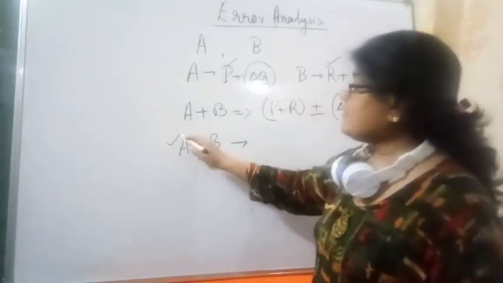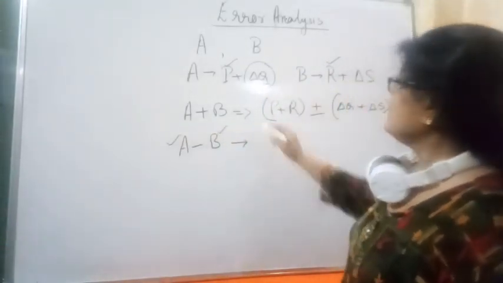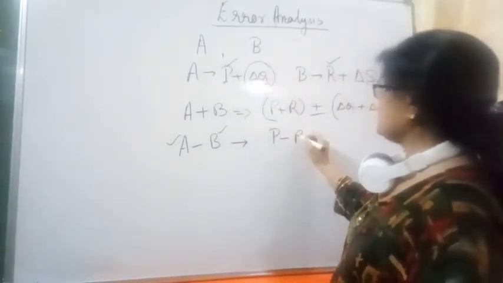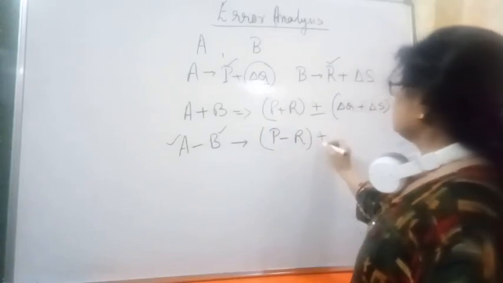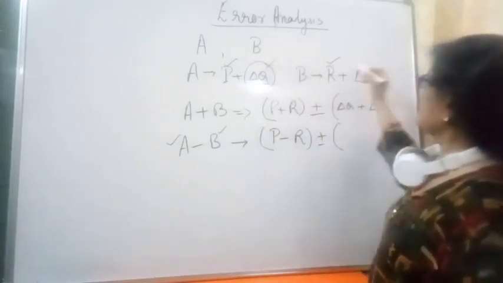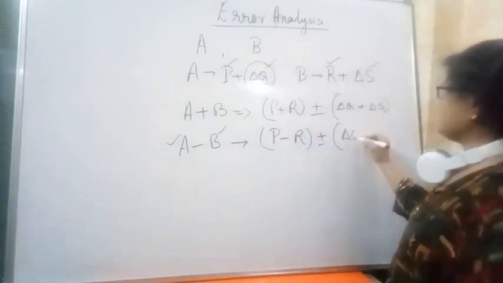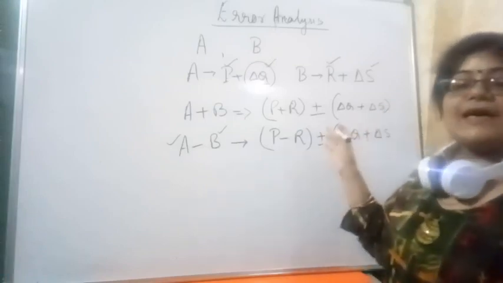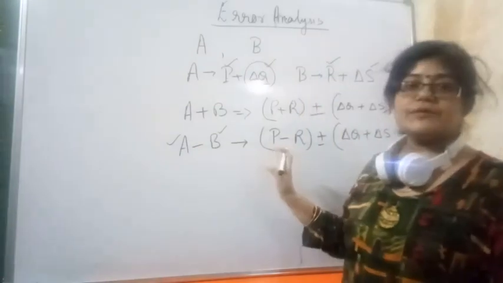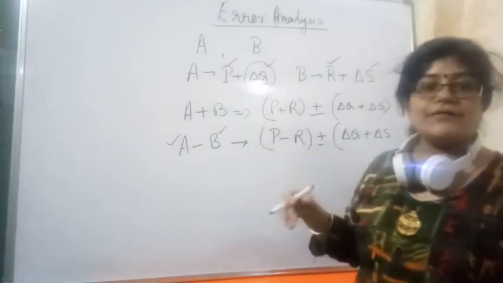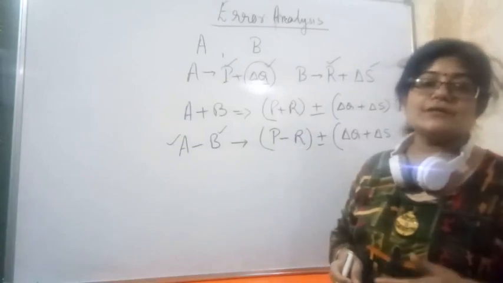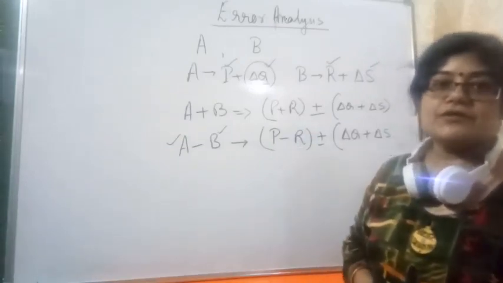So when we have to subtract two values, we just subtract the first two values, that is P minus R. But the errors, that is delta Q and delta S, always get added. They are never subtracted. Firstly, I will explain the addition and subtraction of errors. Then afterwards, I will take the division and multiplication of errors. Then we take the percentage of error.